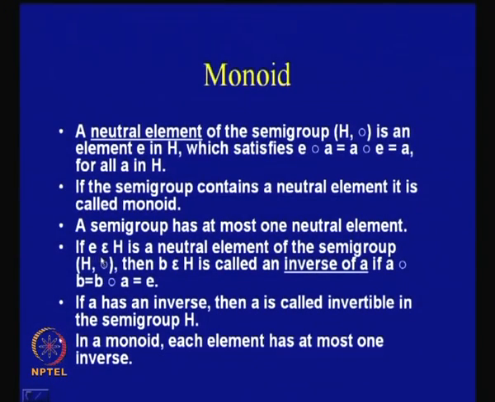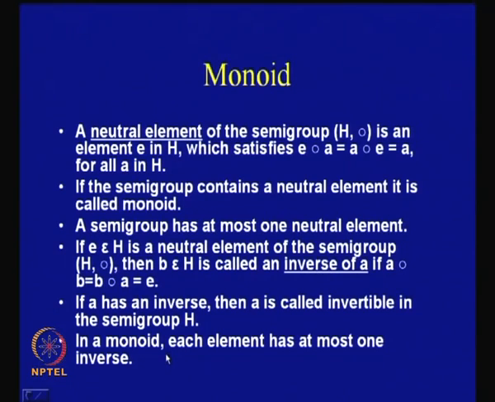Now if E which belongs to H is a neutral element of the semigroup, and B also belongs to H, then the definition of inverse is like this: if I take A and operate it with B, and it is the same as B being operated on A, I obtain back E. For example, when I consider the semigroup Z comma plus, the inverse of A will be minus A, because if I add A with minus A, then I obtain back the neutral element which is 0. So if A has an inverse, then A is called invertible in the semigroup H.